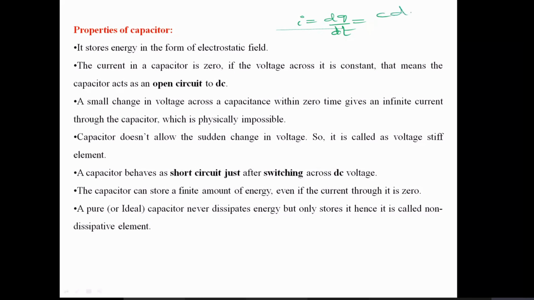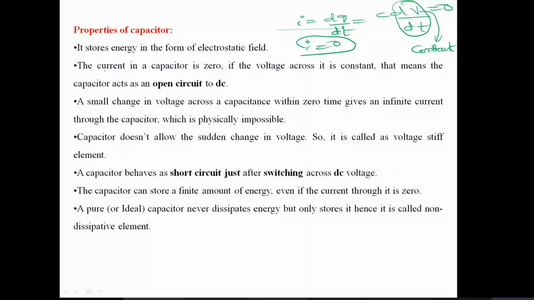or C dv by dt, which we already did earlier. Suppose if V is constant, then what is dv by dt? dv by dt becomes 0 and therefore your I becomes 0. That is, current will become 0.